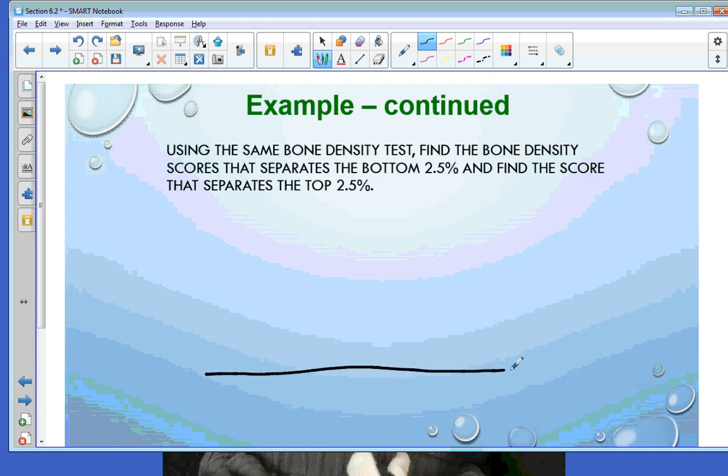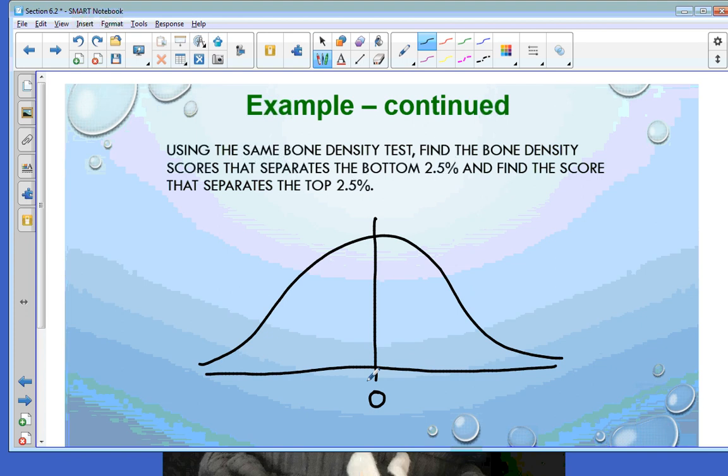So here we go. We're going to do that sketch again. You know you're going to be sketching these a whole lot. As a matter of fact, I have put some up that you could print out and just go ahead and write on, just to make it easier. So remember, our zero is in the center, and I want to find the bottom 2.5% and the top 2.5%.